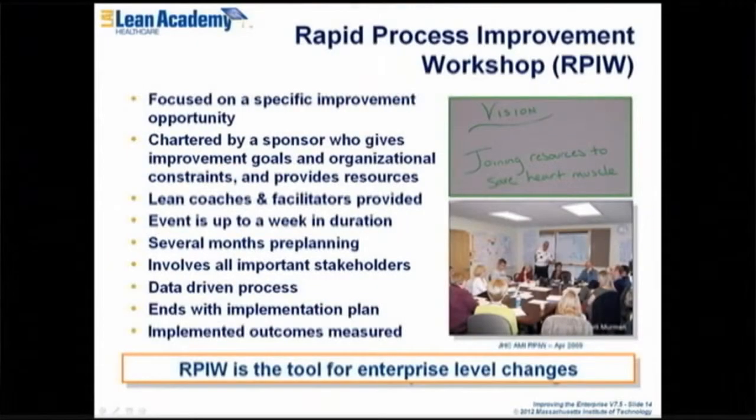Okay, a good way to do it is something called a rapid process improvement workshop. And what is that? Well, that's a focus on a specific improvement opportunity, as we're going to have coming up here in a minute. It's an event that's chartered by a sponsor in the organization, one of the managements, who sets the goals of what has to be done and the constraints and provides the resources. And the resources are, we'll get to those in a minute, but they're mainly people. They provide coaches and facilitators to help you.